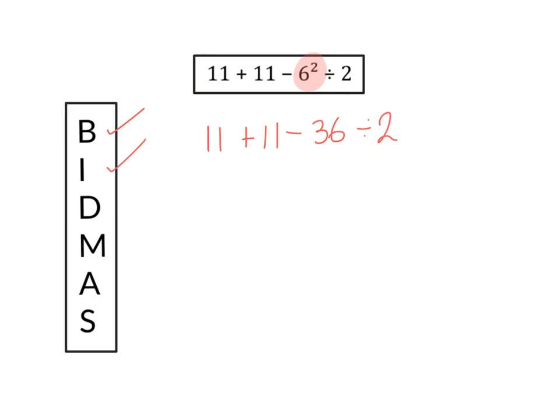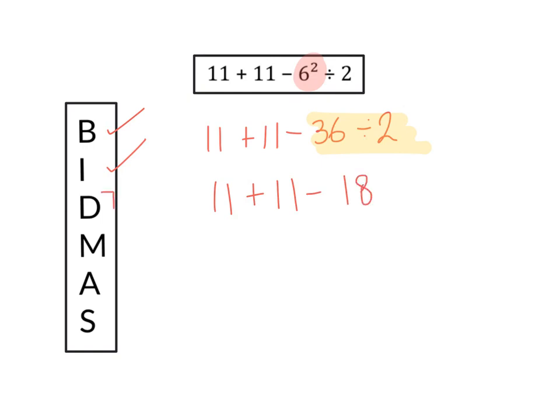So now I'm going to look, is there any division? Yes, there is. So let's highlight the division, which is here. Now I'm going to write exactly the same, 11 add 11, but I'm going to do this division. So take away 36 divided by 2 is 18.